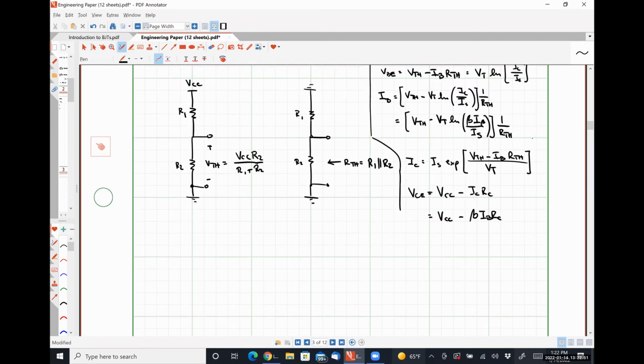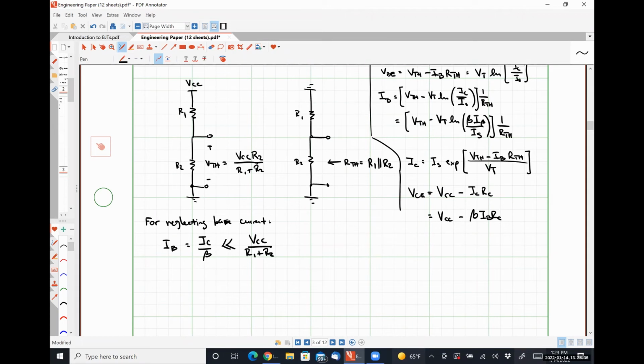All right, let's write it down here. So we need, for neglecting base current, we need the determined value of IB, or let me write this, IC over beta, to be much, much smaller than VCC over R1 plus R2.